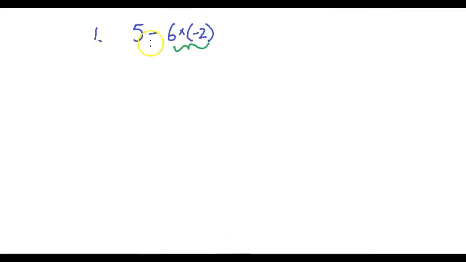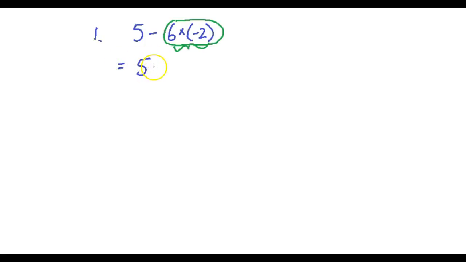This is our first example, 5 minus 6 times negative 2. Negative 2 is put in its own set of brackets, and often negative numbers are. Now there's no brackets and there's no powers, so we're going to do the multiply first. And this part of the multiply is 6 times negative 2. So 6 times negative 2 gives us negative 12.